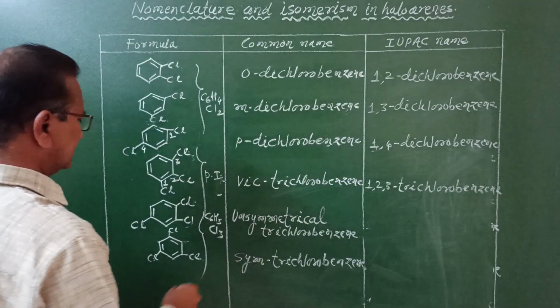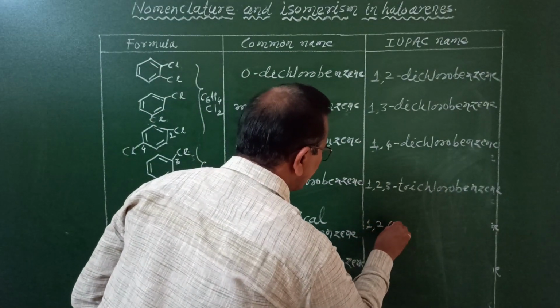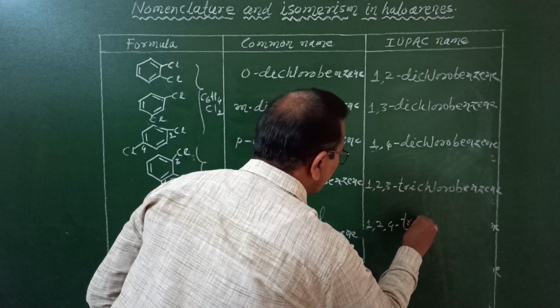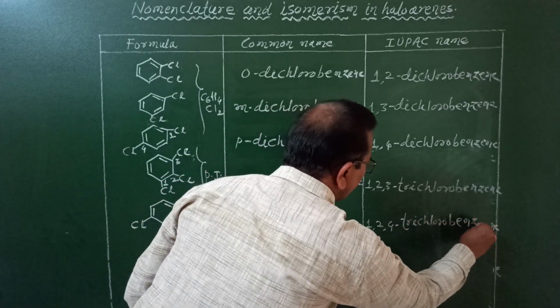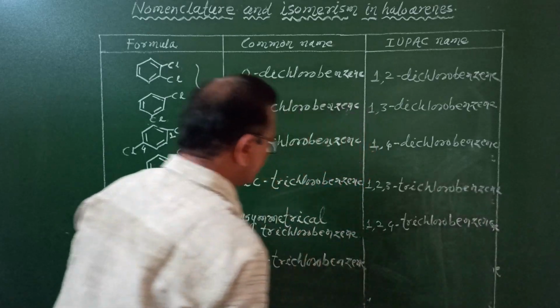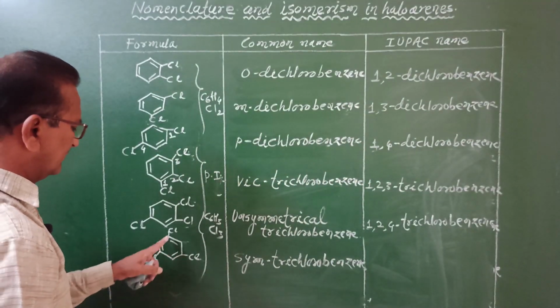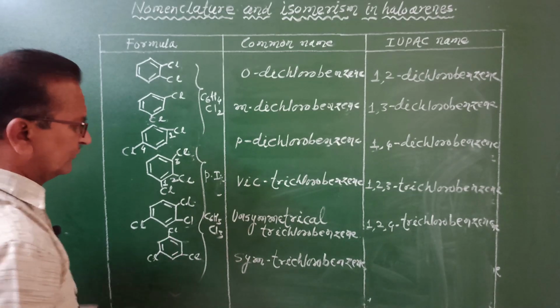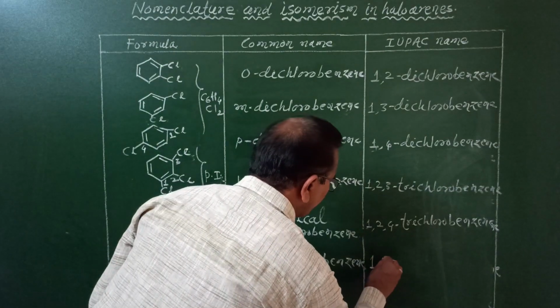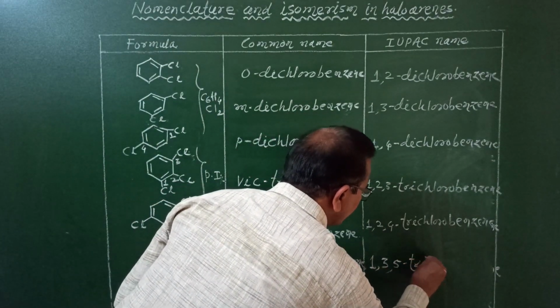Next one is called 1,2,4-trichlorobenzene. Positions are different: 1,2,4 trichlorobenzene. And the last one is 1,3,5 trichlorobenzene.